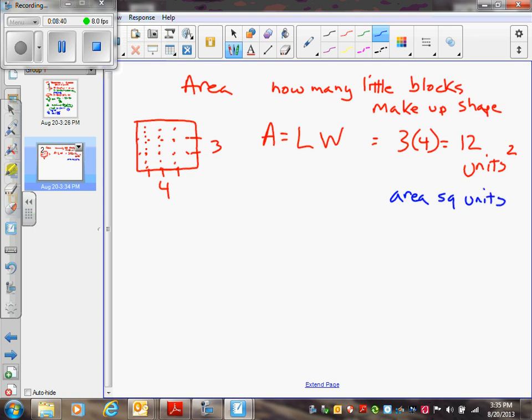Because you're multiplying this unit times this unit. If I had another one, say I tell you that one's 6 inches and that one's 3 inches. Well, area equals 6 times 3 is 18 inches squared. That's area of a rectangle.